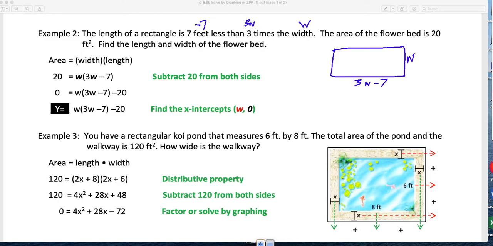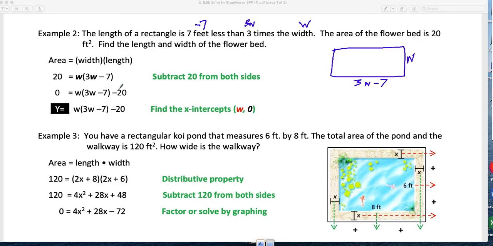Okay, that's better. My total area is 20 square feet. That's another way to write square feet, feet squared. So there's my 20 for my area. And again, I like to put width in front of length because I like to distribute this way instead of the other way. So my width is W, and here's my 3 times the width minus 7.